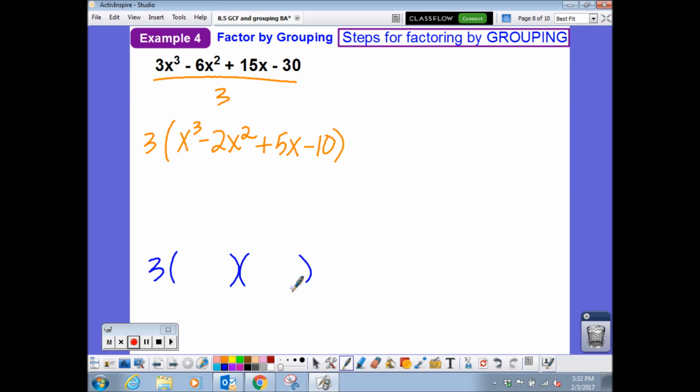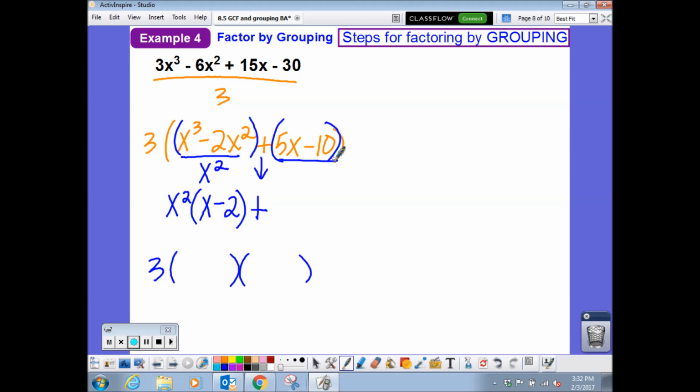Now I have 4 terms, so I'm going to group. I'm going to look in the first group. I have x cubed minus 2x squared. So there's not a coefficient they have in common, but they do both have x squared. If I take that out, that first term is going to just leave me with x, and minus 2x squared divided by x squared is just going to leave me with 2. Bring that plus sign down.